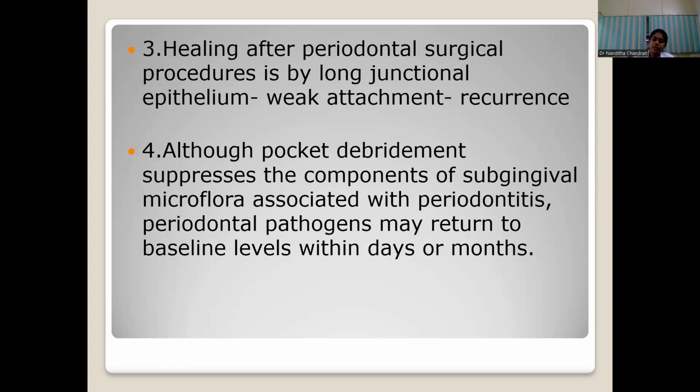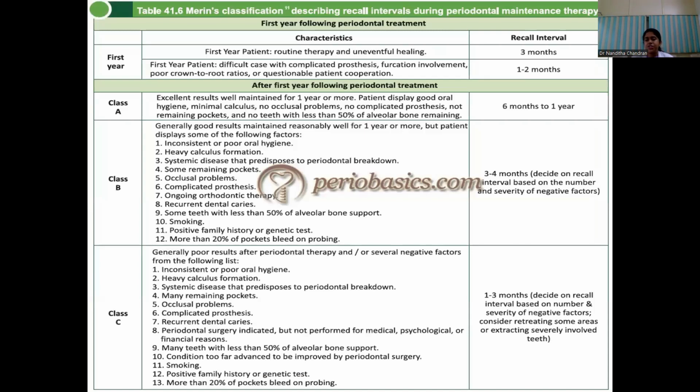Now, do we have any particular classification for when to recall the patient? Yes, it is called Merin's classification in supportive periodontal therapy. According to Merin's classification, we can categorize the patient as a first year patient and after the first year. First year patients we can recall in two ways, either once in 3 months or once in 1 to 2 months. When do we recall once in 3 months? If the patient has come for routine therapy and healing is uneventful. But if the first year patient is a difficult case with complicated prosthesis, with furcation involvements, with poor crown to root ratio and a questionable patient population, then we have to evaluate them once in 1 to 2 months.